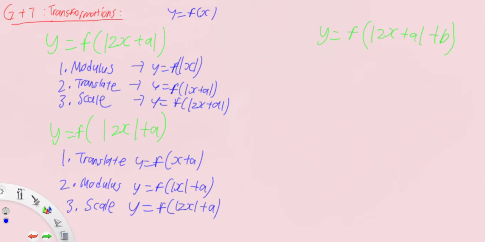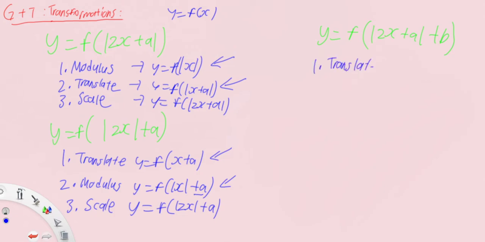Now from here, what next? We have the last example, y equals f(|2x + a| + b), closing the bracket. So now we have a translation outside and a translation inside the modulus. What should we do first? If we were to apply the mod first, every translation that we use would be inside the modulus, which we don't want. However, if we translate first and then modulus, we have a translation that is outside. And from here, we can translate again, which means we will need to translate first.